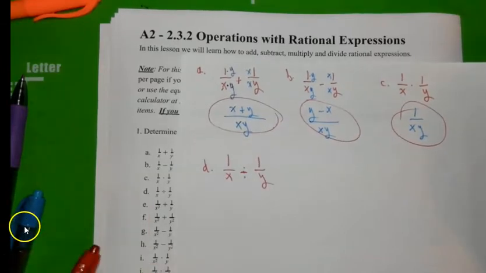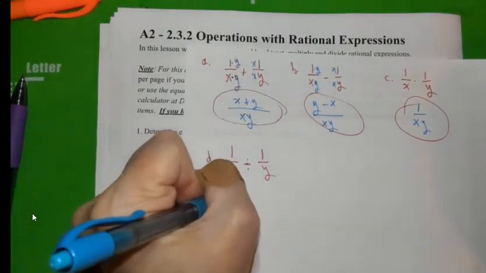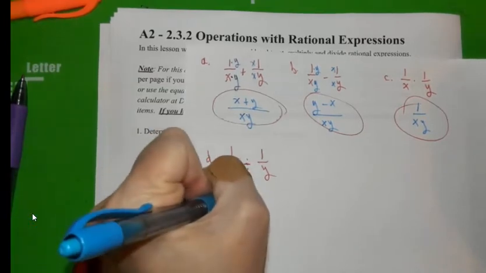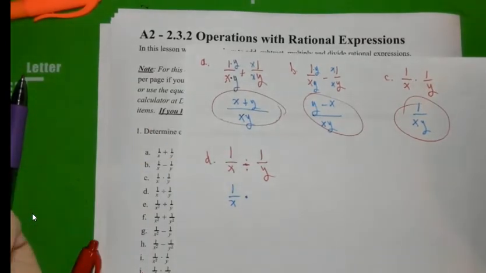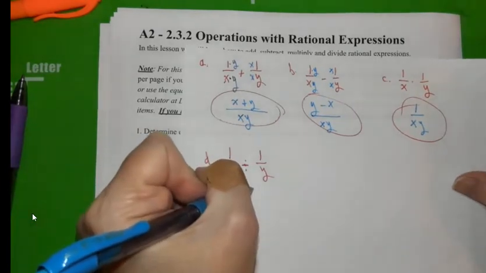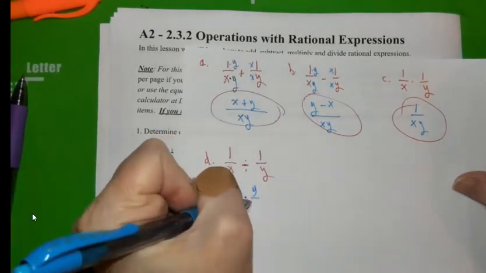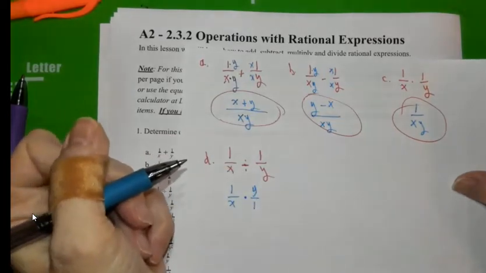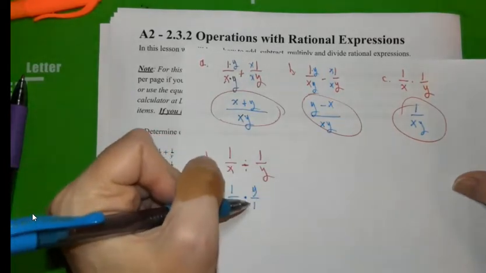So in this case, 1 over x would stay. Something about keep, change, flip. You know, I'd never heard that before I came to this school, but apparently that's how y'all are taught by somebody. But you're going to flip the y and the 1. So it would be 1 over x times y over 1.